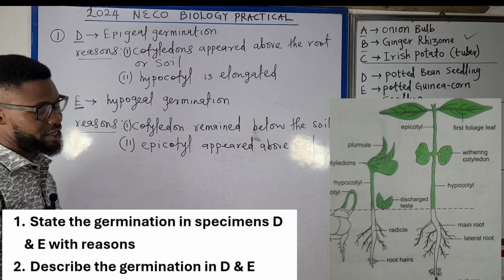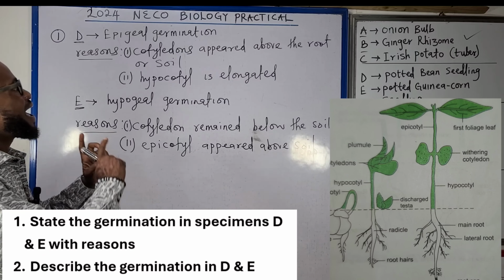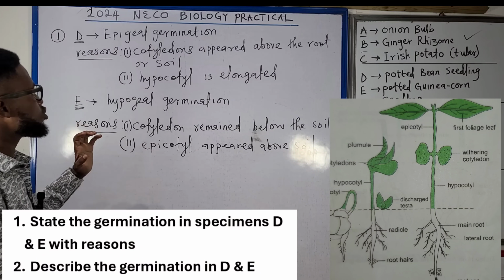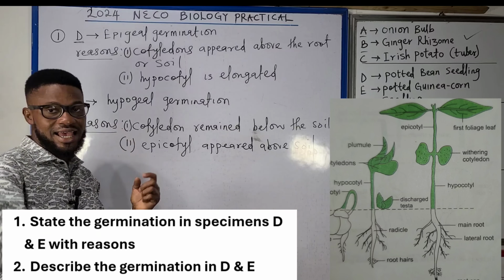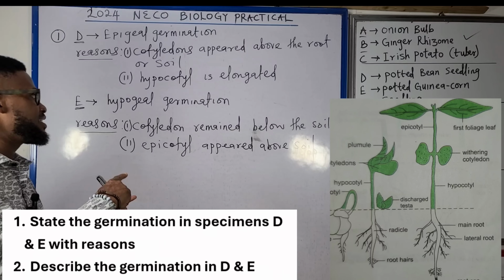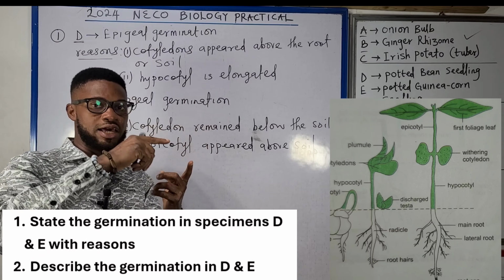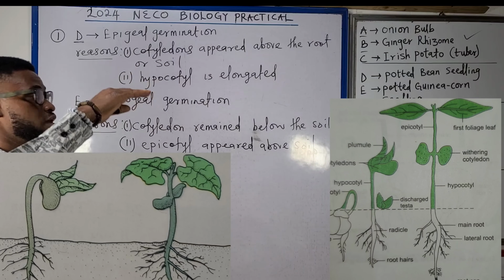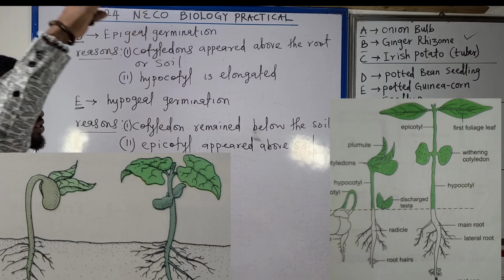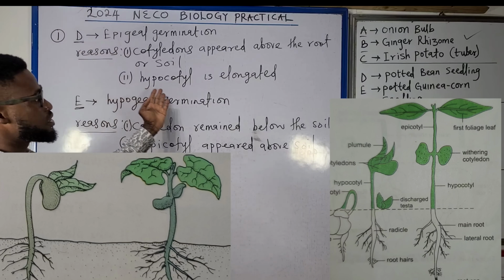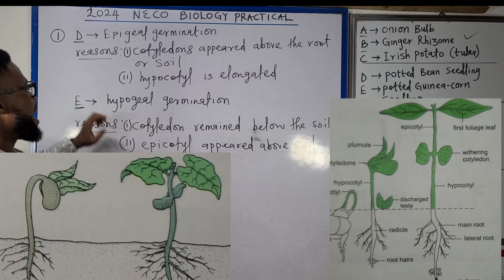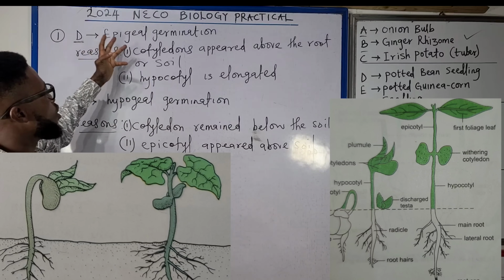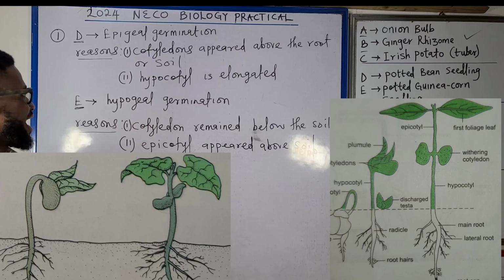First, the cotyledons, as you can see in the diagram on your screen, appeared above the soil, and also the hypocotyle is elongated. The hypocotyle is between the radicle, that's the root, and the cotyledons, before we then talk of the epicotyle. You understand? So the hypocotyle is elongated. That is why I am classifying the bean seedling as a type of epigynous germination.